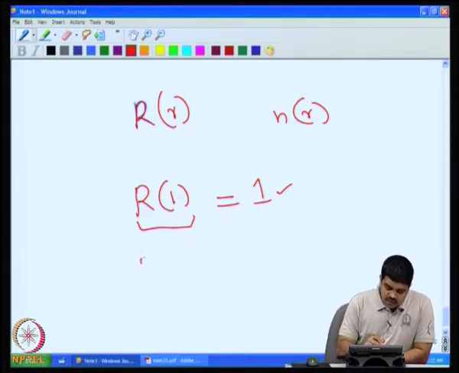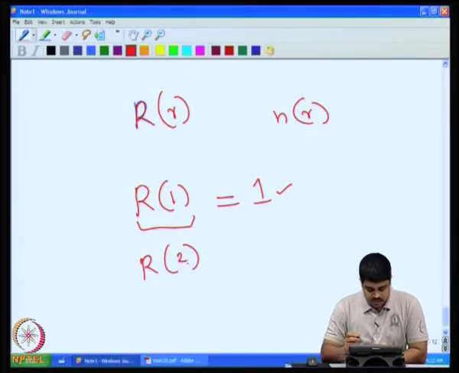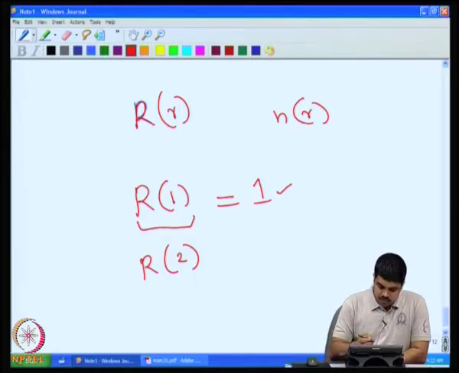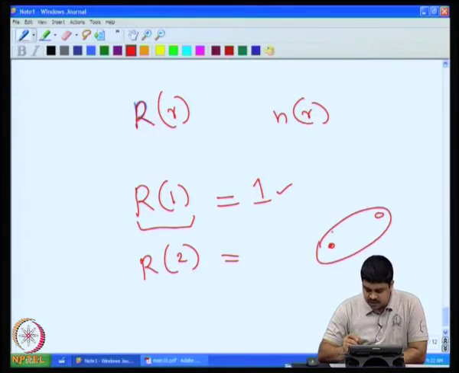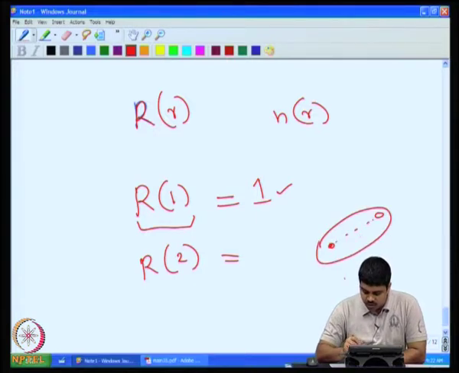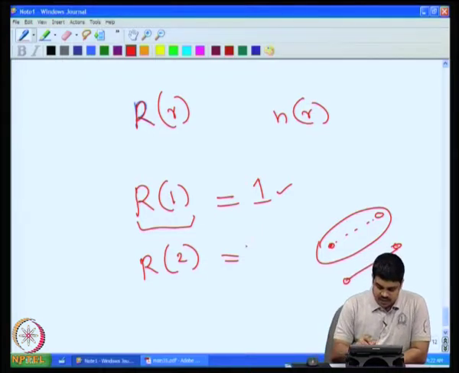But if you look at R of 2, when can I say that there exists either a complete graph on two vertices or an independent set on two vertices? This is true, because if there are two vertices, either we have an independent set here, or if there is an edge between them, there is already a complete graph on 2. So, we can take it as 2.